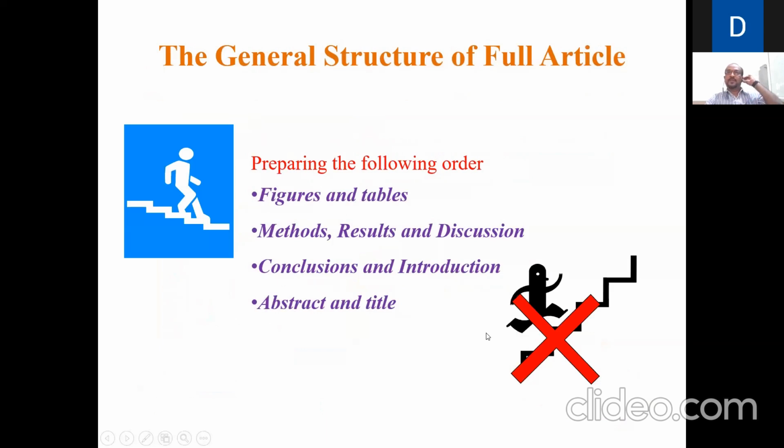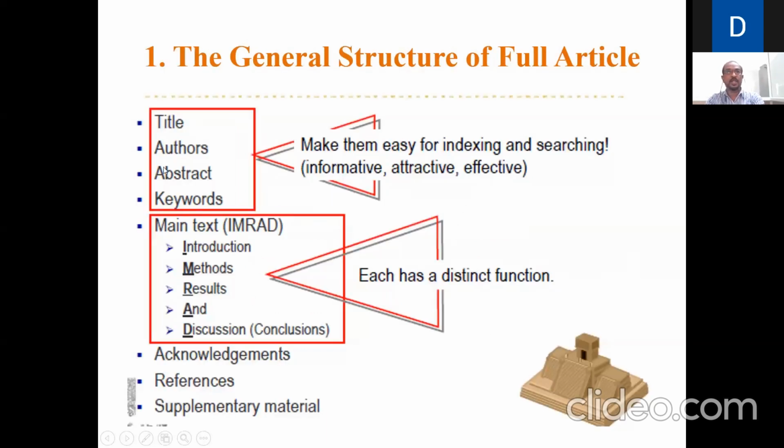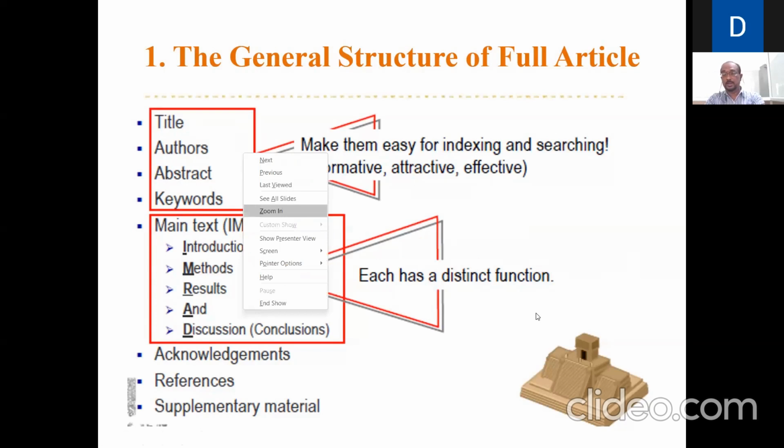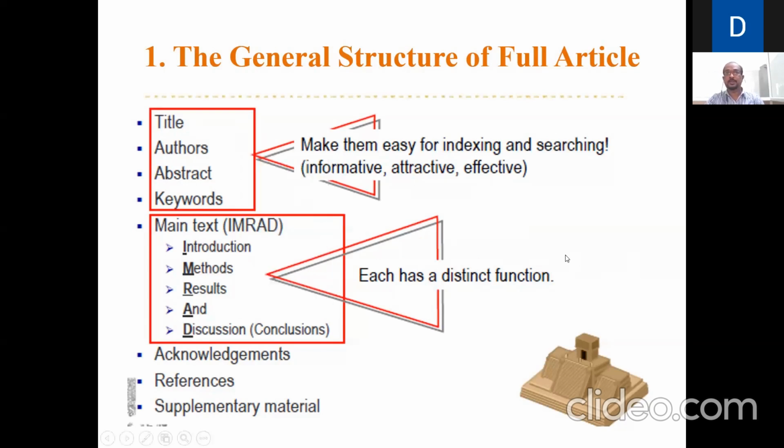The general structure of your full article. Now, we have the different components. First one is the title, author, abstract, keyword, main text, acknowledgement, reference. Now, how to write all these things? When we start, how do we start? I will show in the next slide.